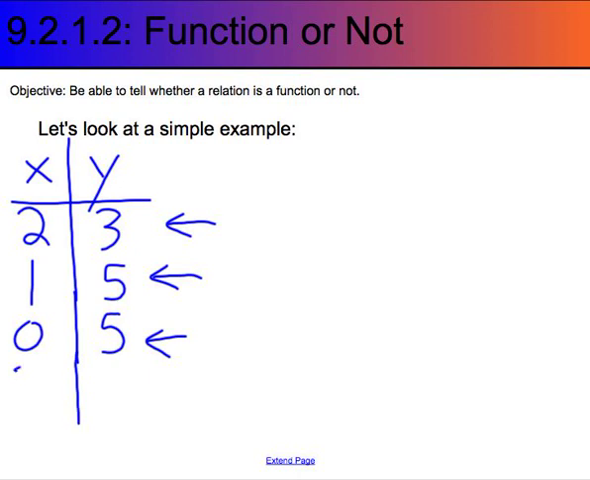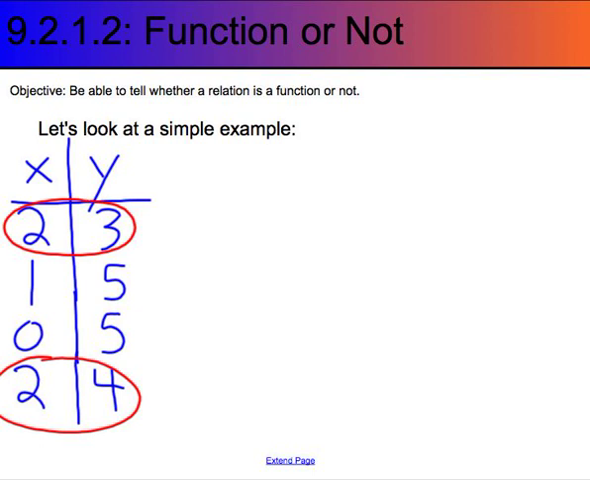I'm going to change it very slightly and make it not a function. It is now not a function. And the kicker is for the input of 2. Because both of those lines have an input of 2, but they have 2 different outputs. If I were to say, what's the output when the input is 2, you wouldn't be able to give me one answer. You'd say, well, it's 3 and 4. And that's not allowed for a function. So this right now is not a function.